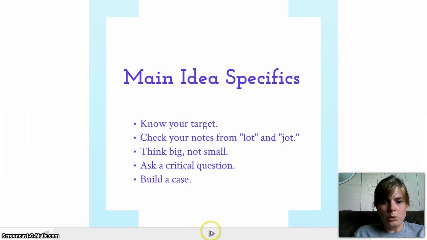And the next thing you can do is build a case, which is exactly what we did whenever we wrote research papers. You were finding text evidence and building a case to prove your point. If it can be proven, if it can be supported from multiple places in the selection, then it is probably the main idea. Which statement can you build the strongest case for? If you are just completely at a loss and you go through and you look for text evidence to support each answer choice, the one with the most is the main idea.